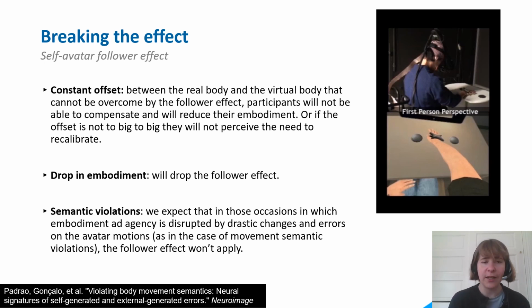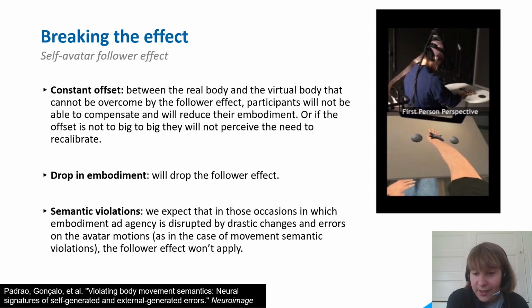We also explored a little bit how we could break the effect. First of all, with a constant offset. So if there is a constant offset between where the person is and where the avatar is, you will not be able to overcome it with the follower effect because it's constant, and participants will reduce their embodiment. If the offset is very tiny, tiny enough that you cannot really perceive it, it might be okay though.